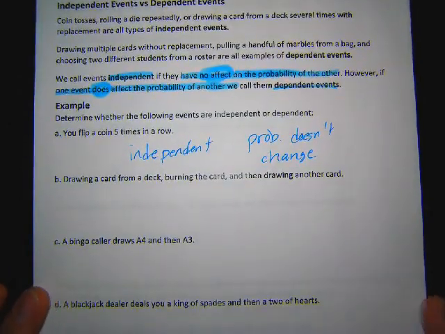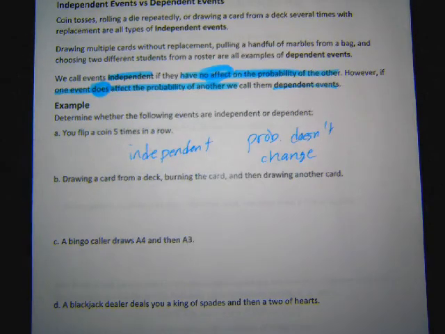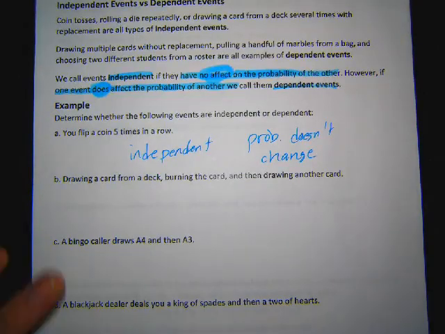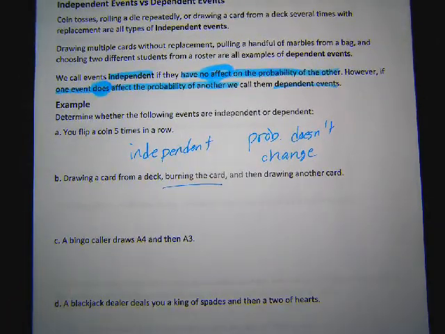Drawing a card from a deck, burning the card, and then drawing another card. Because the first card was burned, it wasn't put back, it's changed the probability. There's less cards in the deck. That changes the chances of getting any specific card. So because we destroyed the card, we didn't put it back.